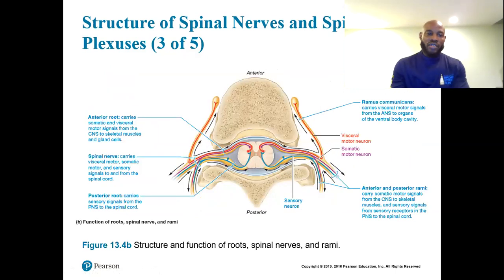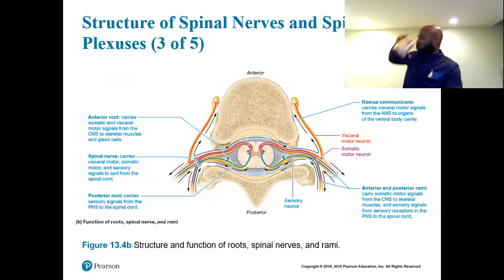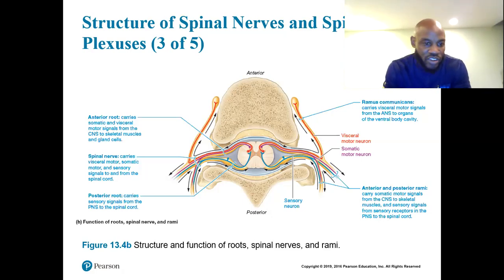Okay, now it's sort of, like I said, it can get a little confusing. We've already said anterior, posterior roots. Now we have anterior, posterior roots, anterior, posterior ramus. So a lot of this can get confusing, but let's just stick with it.